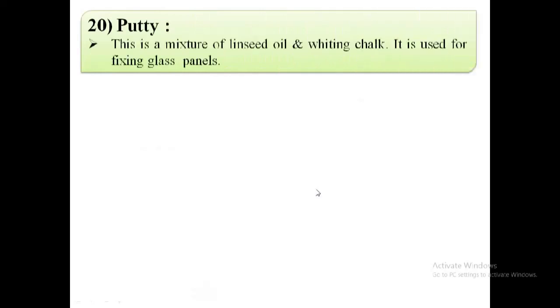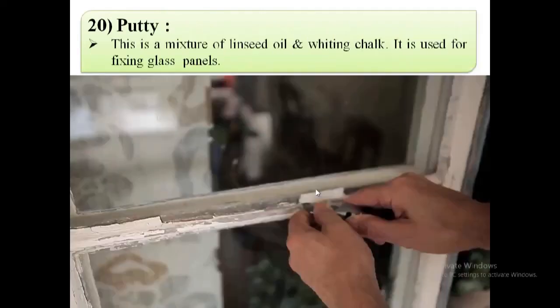Next technical term is putty. Putty is a mixture of linseed oil and whitening chalk. Putty is used for fixing glass panels. So in this image you can see someone fixing these glass panels by using putty, and this putty is the mixture of linseed oil and whitening chalk.